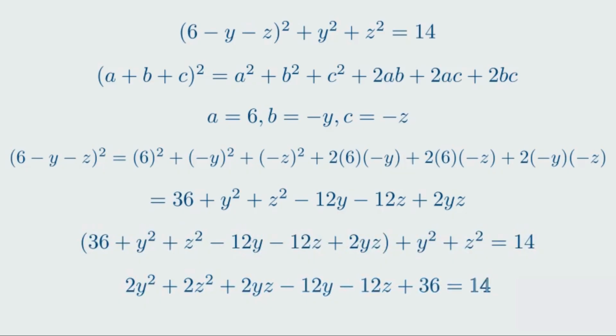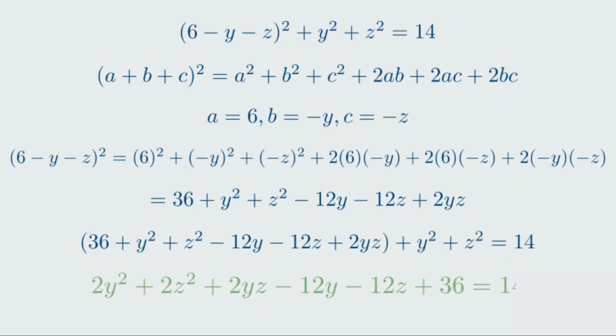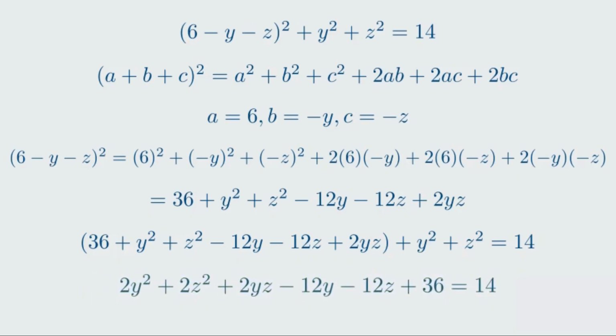This is a much cleaner equation. We've successfully expanded and simplified. We now have an equation with only y and z. This is a significant step forward in our goal of solving the system. We're making great progress. We have a simplified quadratic equation in y and z. Our current equation is 2y squared plus 2z squared plus 2yz minus 12y minus 12z plus 36 equals 14.